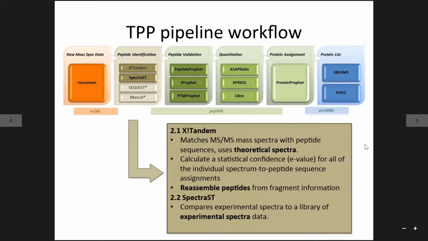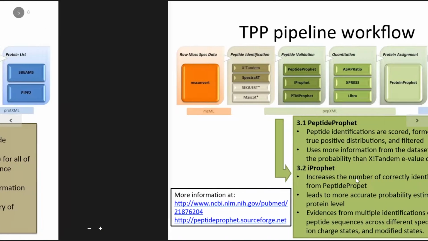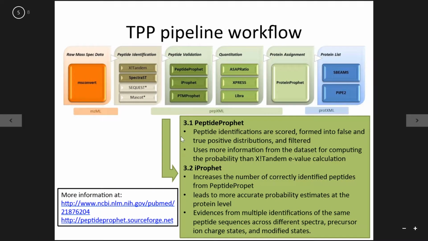X!Tandem will take the proteins from the database and simulate their mass spectra. And these simulated mass spectra will be compared to the ones in our mass spec data. These initial results are not so reliable, so in this step, different scores and probabilities are calculated so the results can be refined. This will increase the number of correct results, removing most of the false positives.